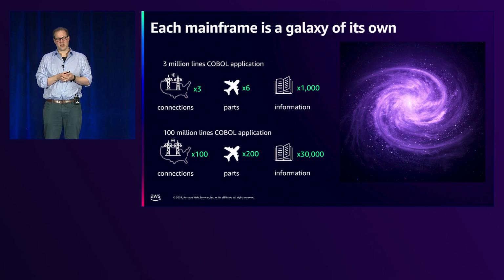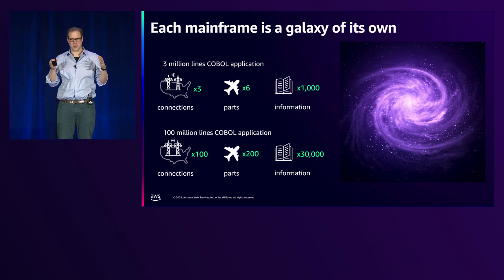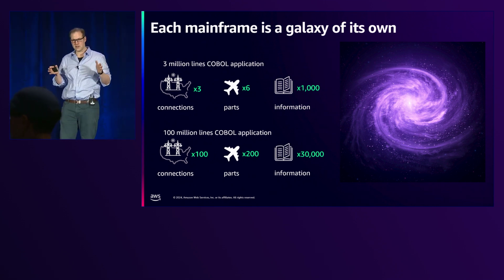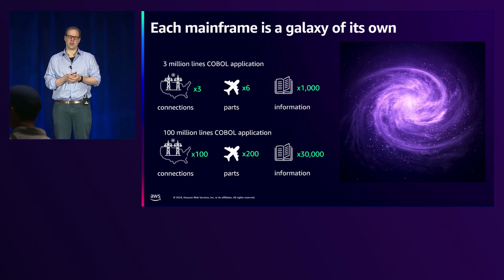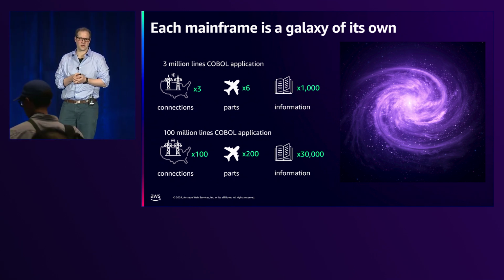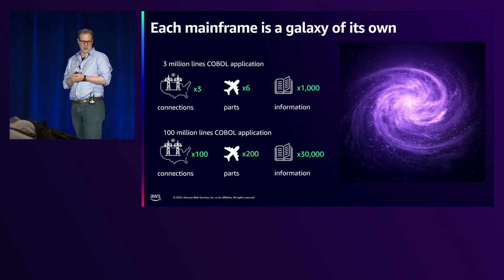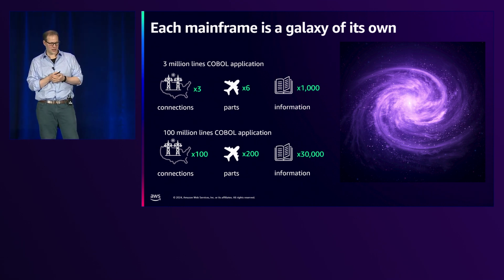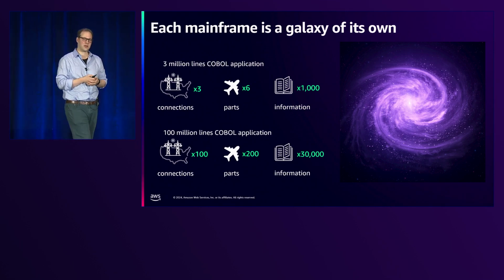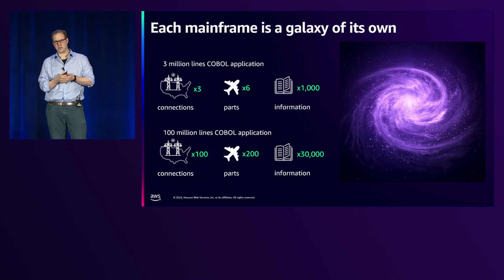If we dive deep into this complexity, we see that each mainframe application, and each mainframe, is a galaxy of complexity in its own right. The little image that we showed earlier of this 3 million lines of code application has 3 times the number of connections of the US national power grid, 6 times the number of parts of an airliner, and more than 1,000 books' worth of information. The problem is that this is a smaller mainframe application.